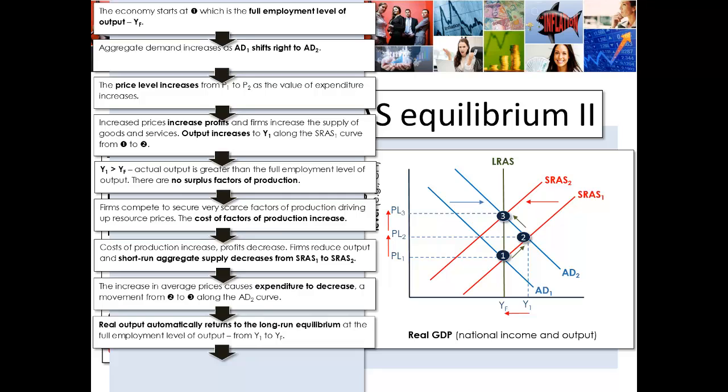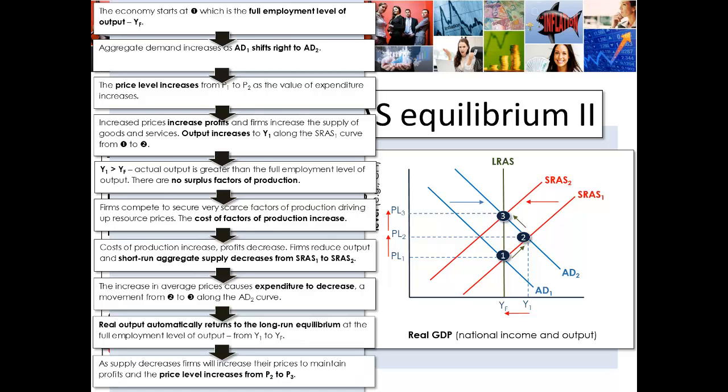Real output automatically returns to the long run equilibrium at the full employment level of output. So from Y1 to YF, it shifts backwards, returns to the long run equilibrium. As supply decreases, firms will increase their prices to maintain profits, and the price level increases from P2 to P3. So we have an initial jump in the price level from PL1 to PL2, and then at the later stages in our sequence of events, we get another bump in the price level from PL2 to PL3.